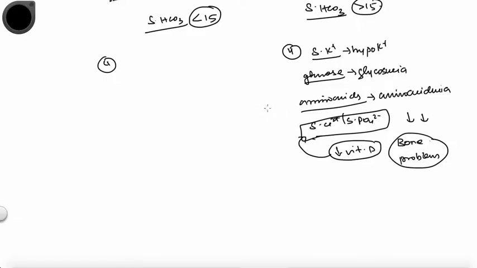And none of these features are present in distal RTA. These patients lose a lot of potassium, I told you, because of the loss of potassium handling in the distal tubule. They tend to have hypokalemia, but they don't have any of these other features.